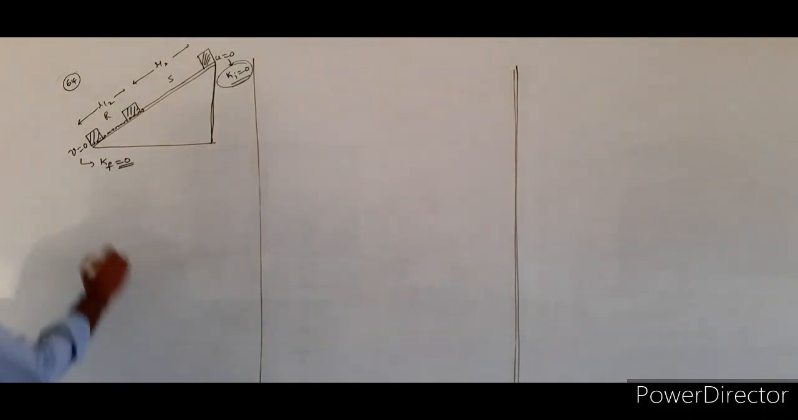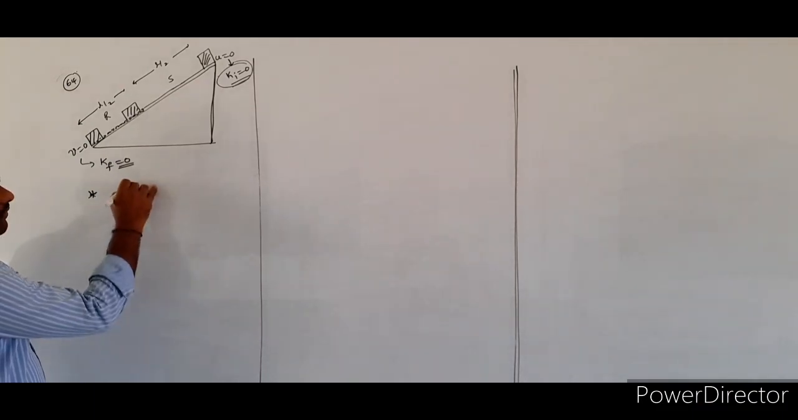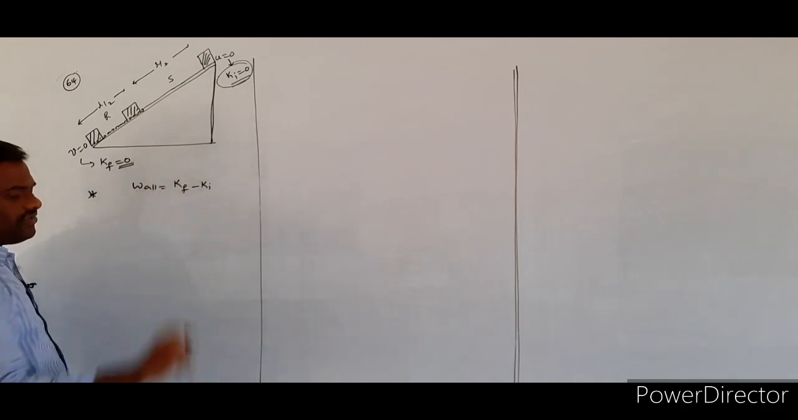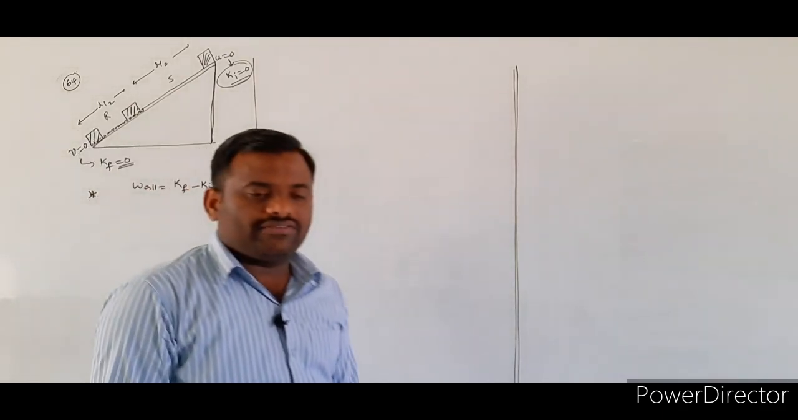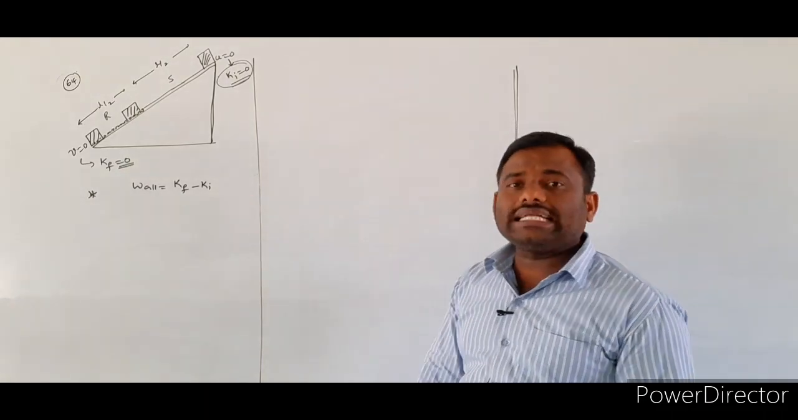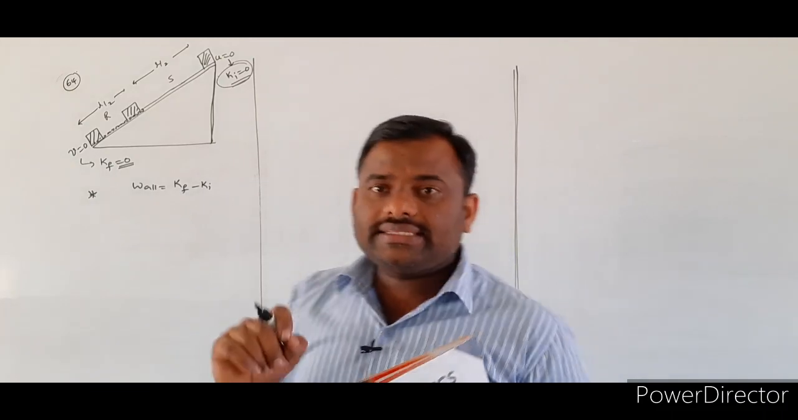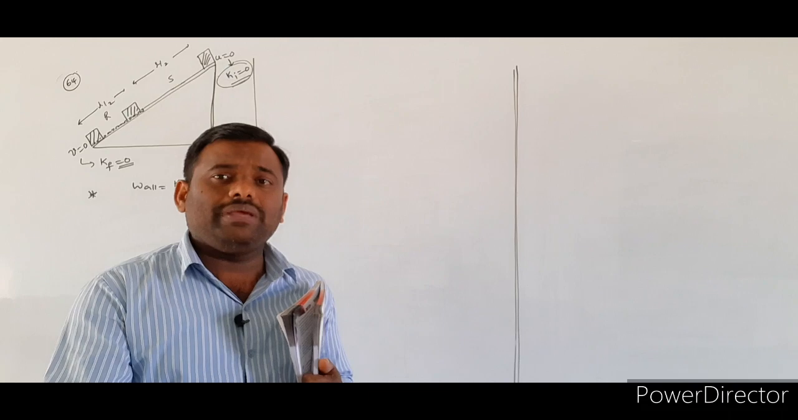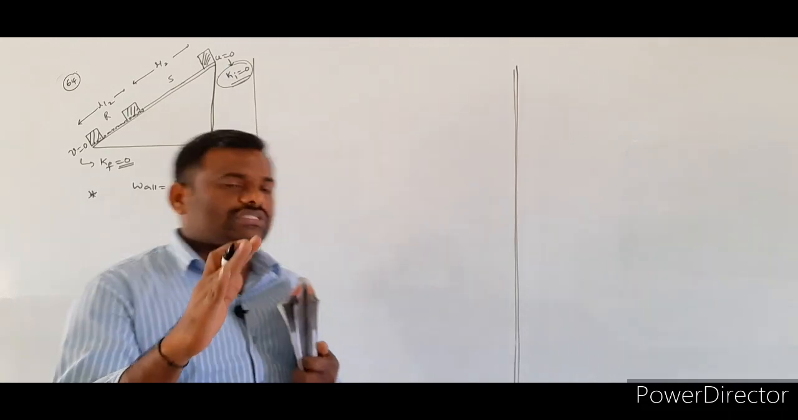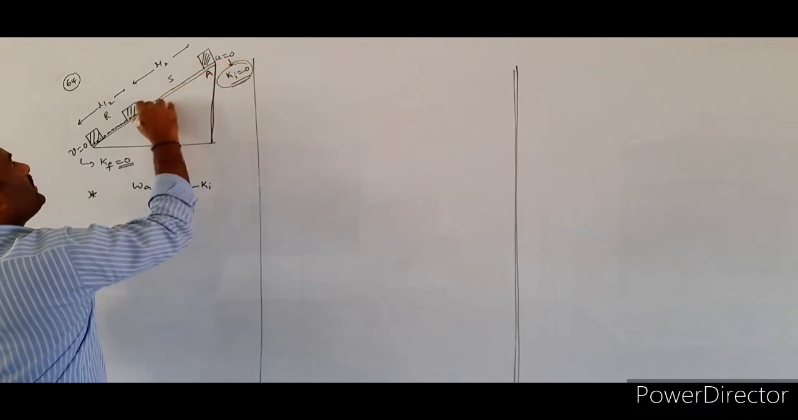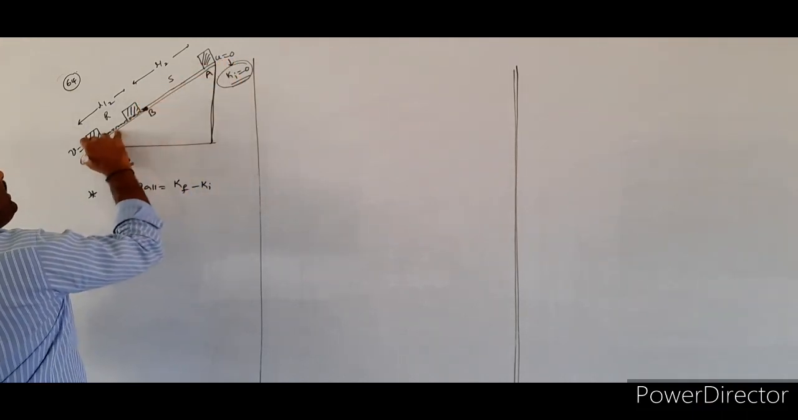So here, to solve this numerical, we are using the work energy theorem. Which theorem? Work energy theorem. According to the work energy theorem, work done by all the forces is equal to change in kinetic energy. Here, what we have to understand is from where to where the gravitational force will be present, and from where to where the frictional force will be present. So here, this point I am taking as point A, this point as point B, and this is C.